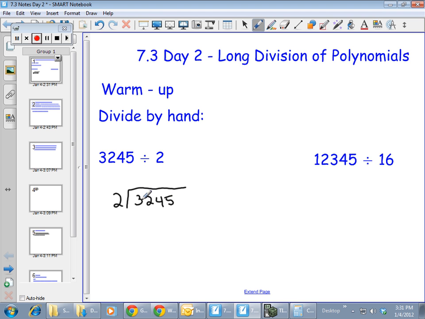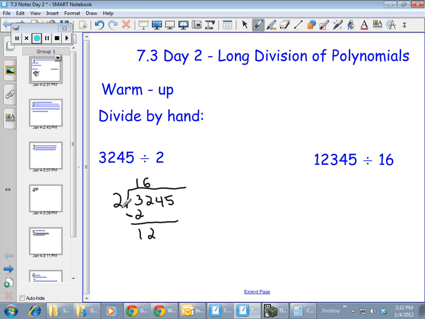And so 2 goes into 3 one time. So then we go 1 times 2 is 2. 3 minus 2 is 1, and 2 does not go into 1. So we drop down this 2. There's a minus here. Should probably write that. And then 2 does go into 12. So 2 goes into 12 6 times. So we'd write a 6 up here.